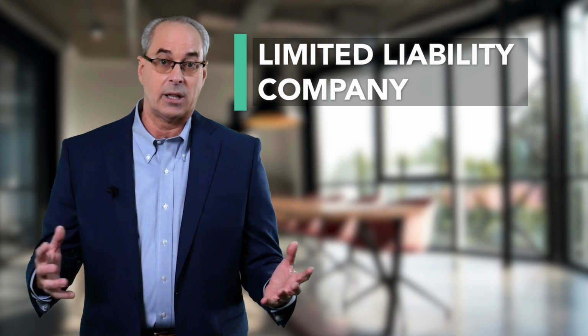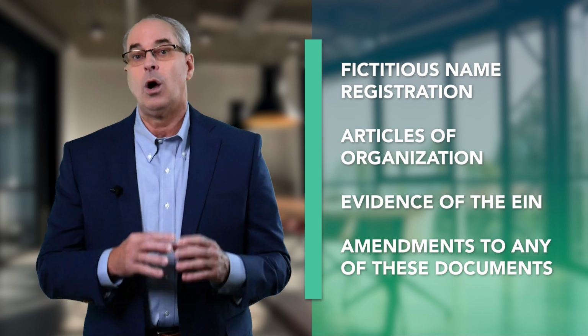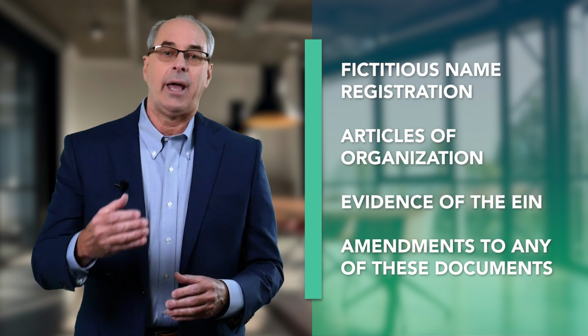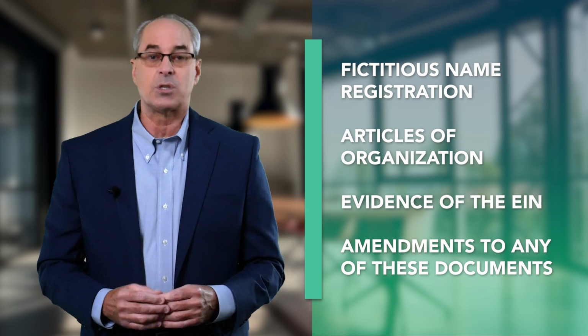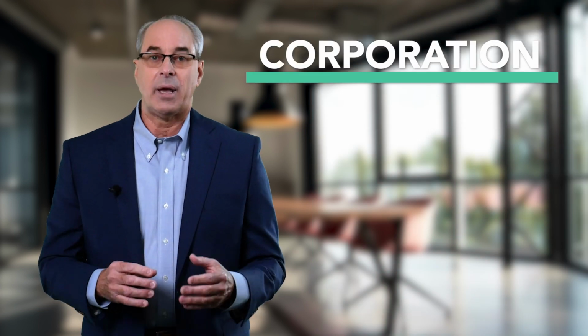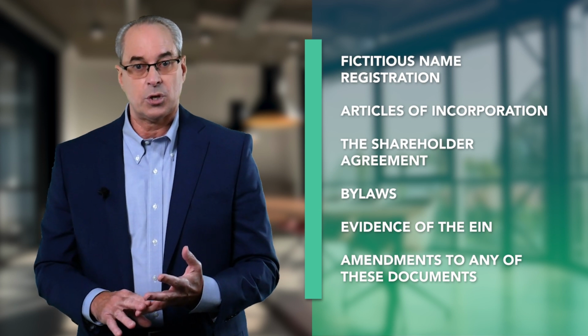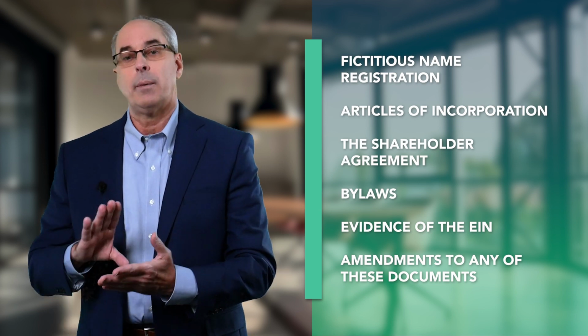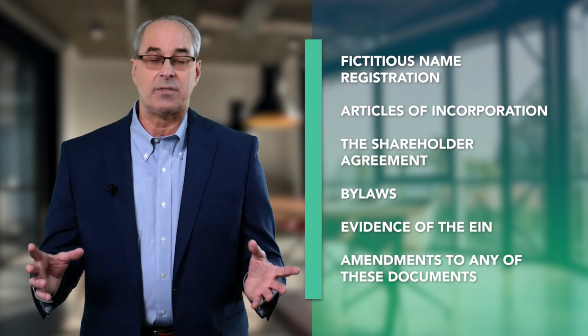If the selling company is a limited liability company, an LLC, the appendix will include the fictitious name registration, articles of organization, evidence of the EIN, and amendments to any of these documents, perhaps more. If the selling company is a corporation, the appendix will include the fictitious name registration, articles of incorporation, the shareholder agreement, bylaws, evidence of the EIN, and amendments to any of these documents, again, perhaps more.